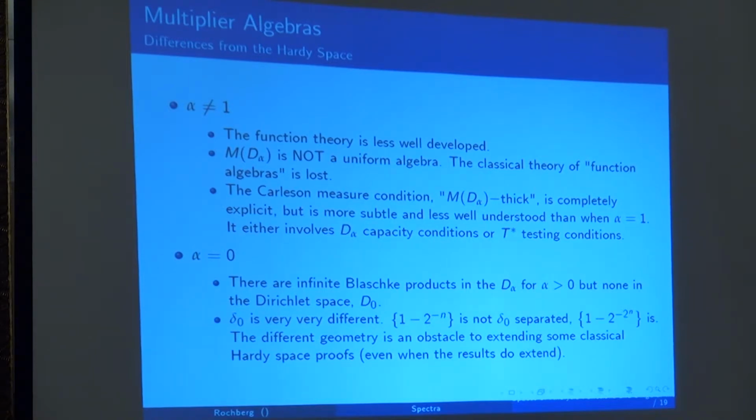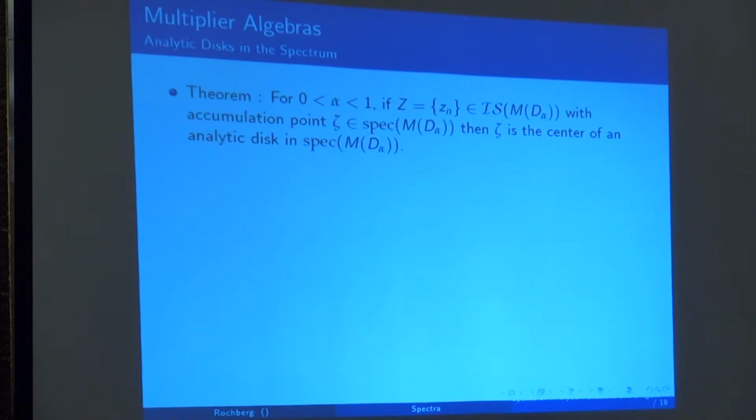But anyhow, there's a fundamentally different geometry, and that geometry is an obstacle to extending some of the Hardy space proofs in this context and others. Even when the results are known to extend, some of the proofs don't extend so well, exactly because this delta 0 metric in the large is so different from the pseudo-hyperbolic metric, which is delta 1.